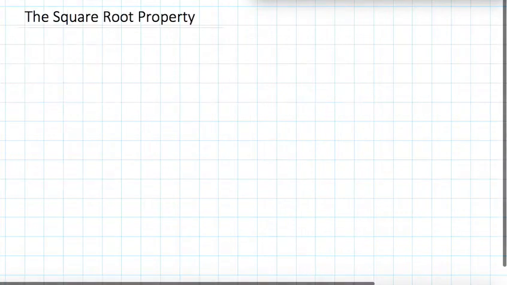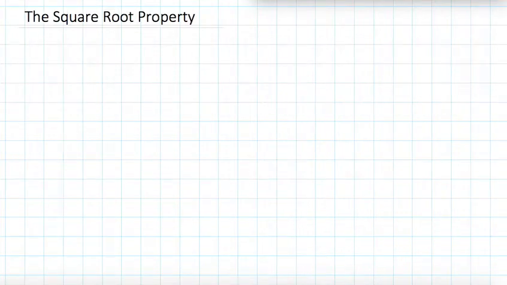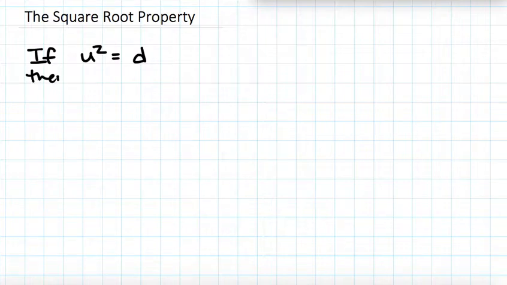using the square root property. So the square root property says that if I have an equation that looks like this, u squared equals some number d, then I can take the square root of both sides. So square root here, but it's not just the square root of d, it's plus or minus the square root of d.